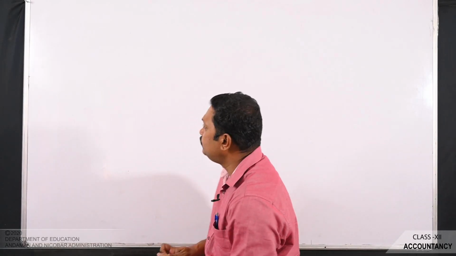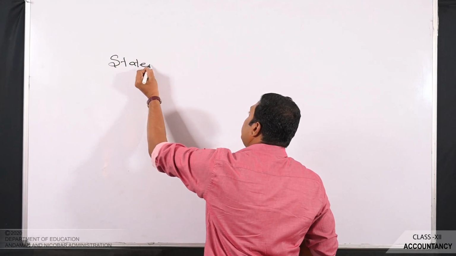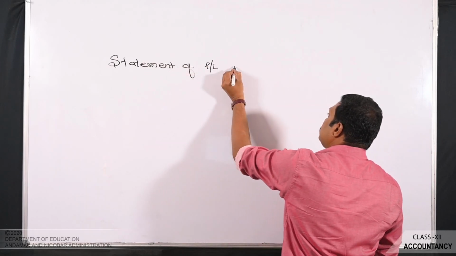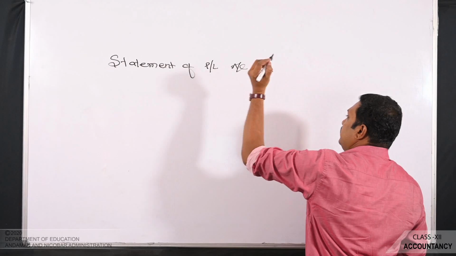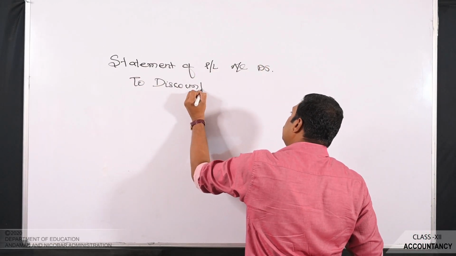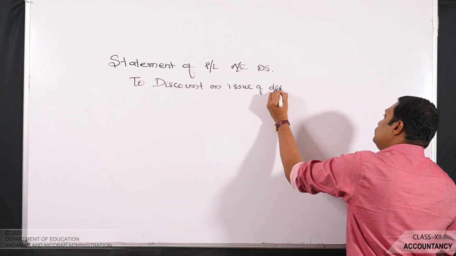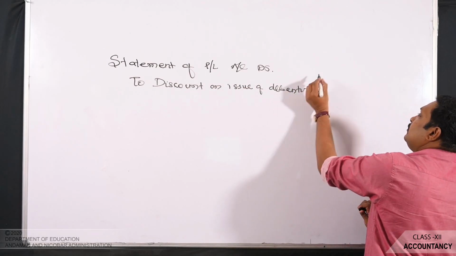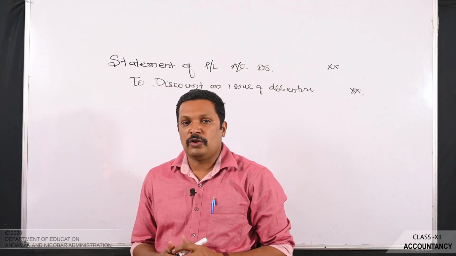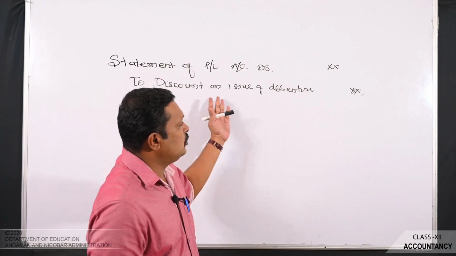Discount on issue of debenture is a capital loss. So we have to debit the statement of profit and loss account. So the entry is statement of profit and loss account debit to discount on issue of debenture. What's the entry? Statement of profit and loss account debit to discount on issue of debenture.